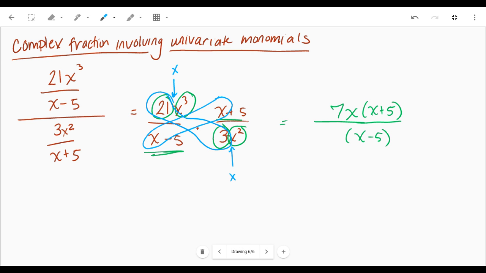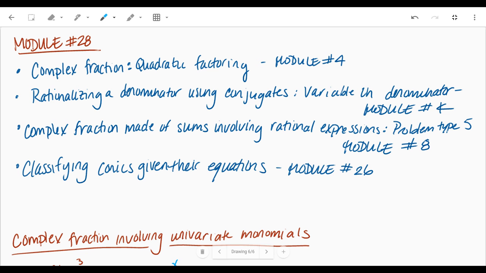All right, then we got the next one here. The next one that is sequentially in the module is the complex fraction quadratic factoring, which you've already had. And then we get some complex fraction made of sums involving rational expressions, problem types 1 and 4. So you have not had those yet.